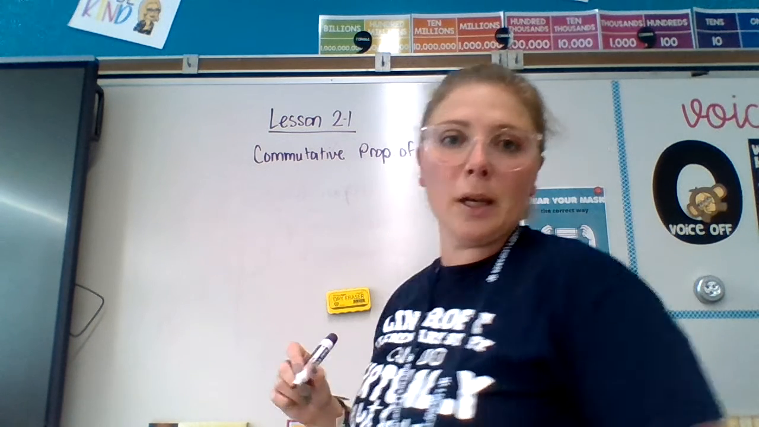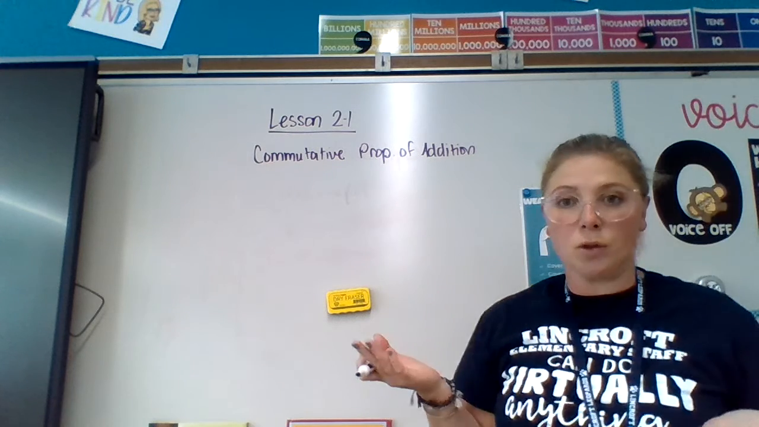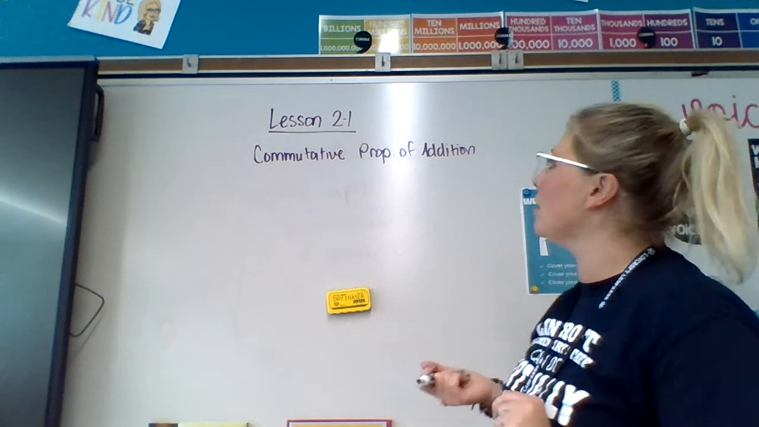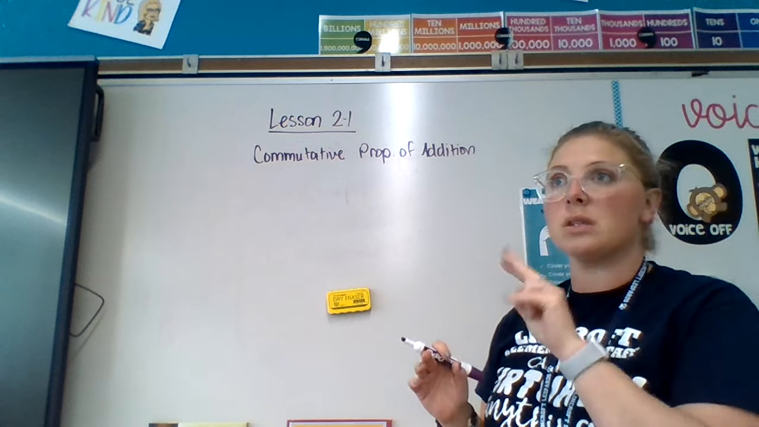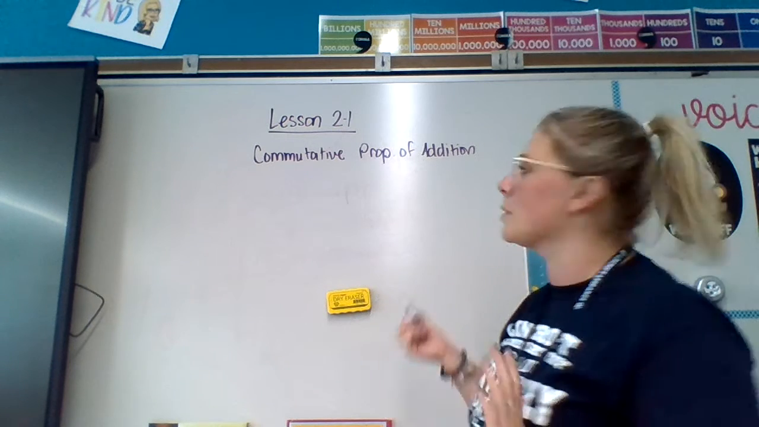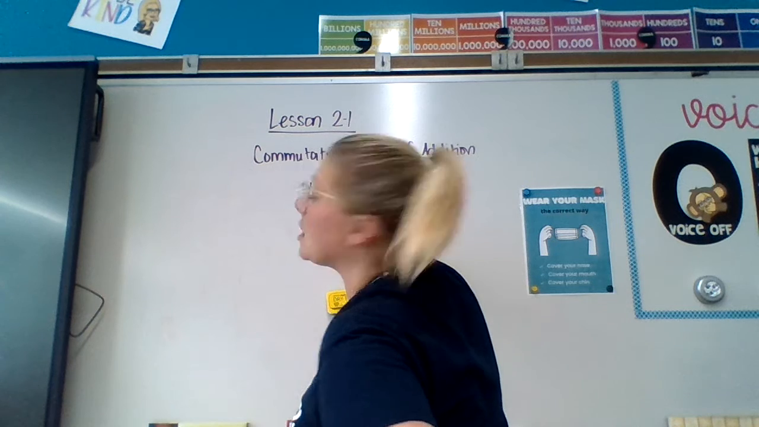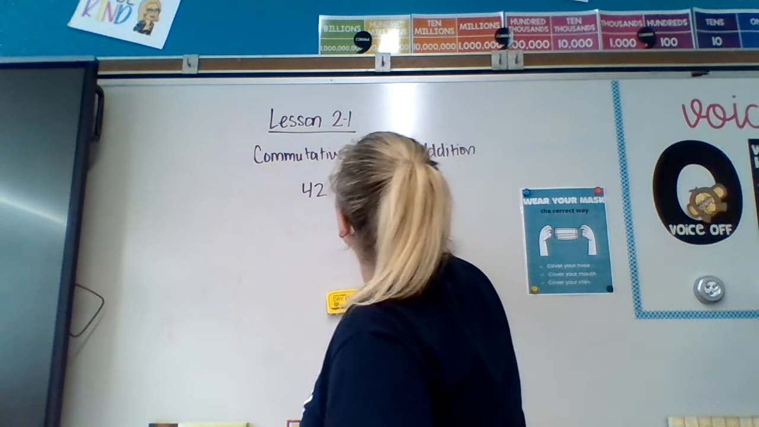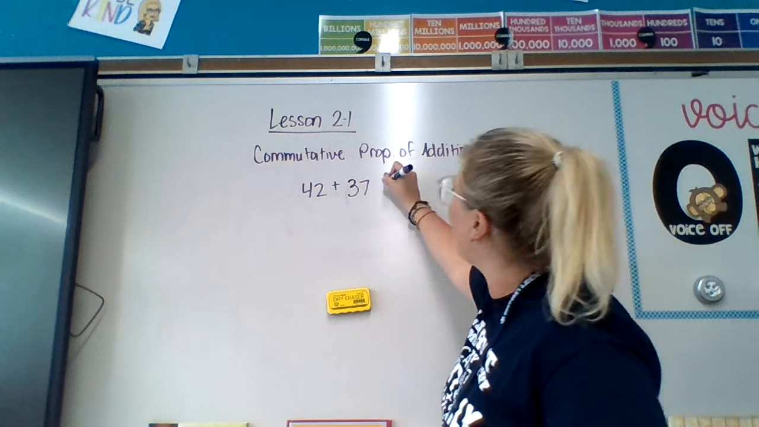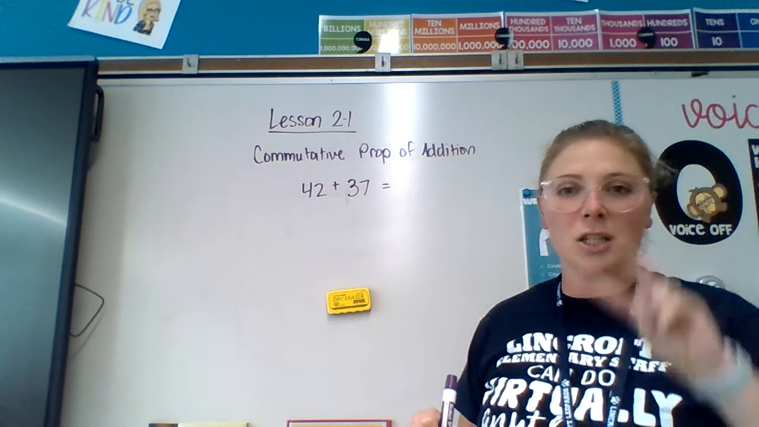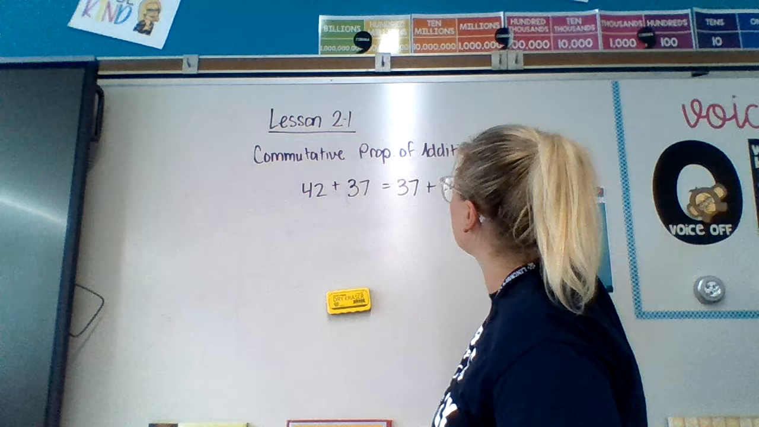Now, you've probably heard of these properties last year. We're going to now use bigger numbers. So the commutative property says that no matter which way you use the numbers, you're still going to get the same sum. So if I did, let's just say 42 plus 37, I would still get the same answer if I did 37 plus 42.